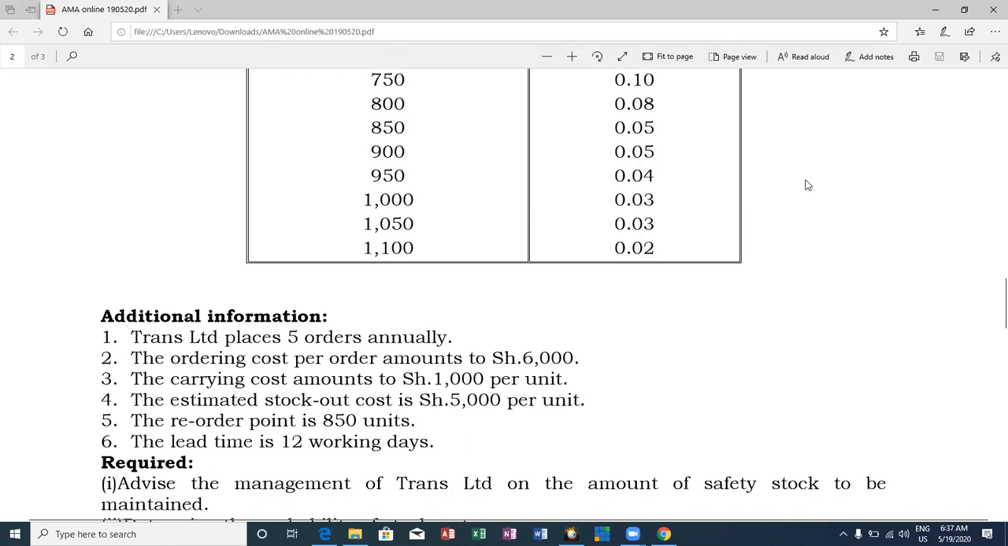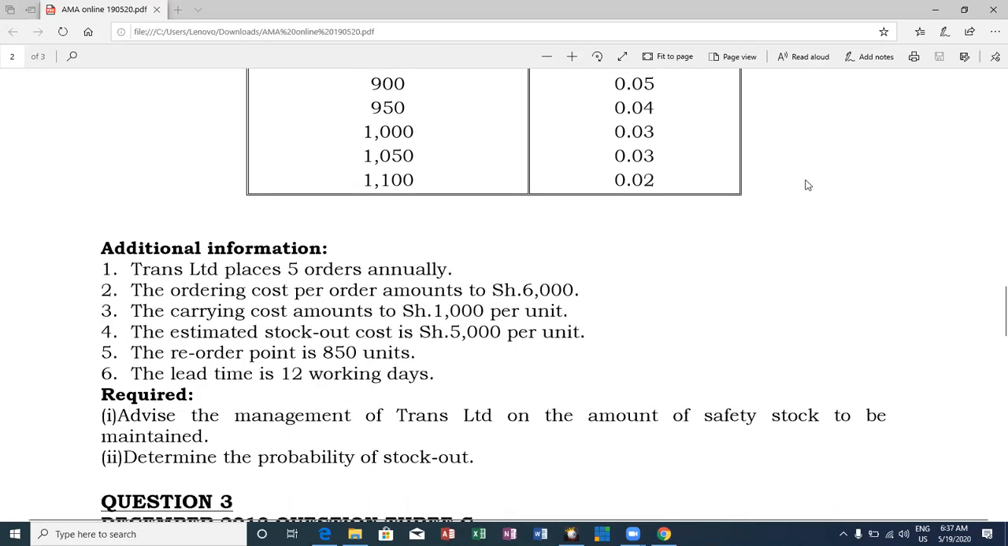The reorder point, which is also known as the current ROP, is 850. The lead time is 12 working days. And then we are required there to advise the management of Trans Limited on the amount of safety stock to be maintained, and then determine the probability of stockout.